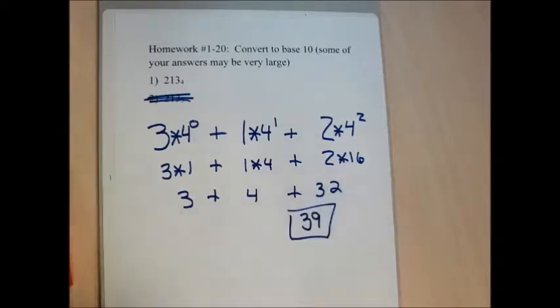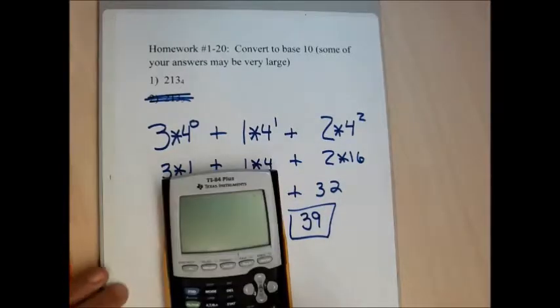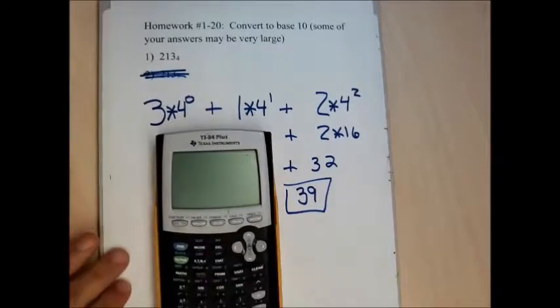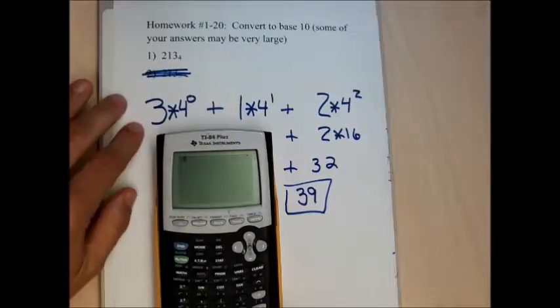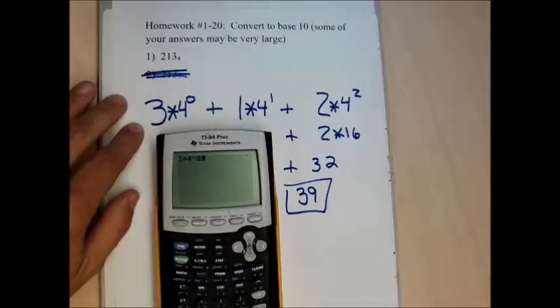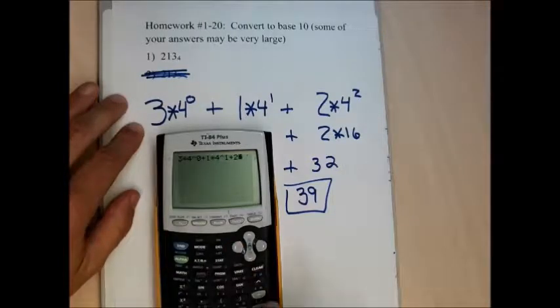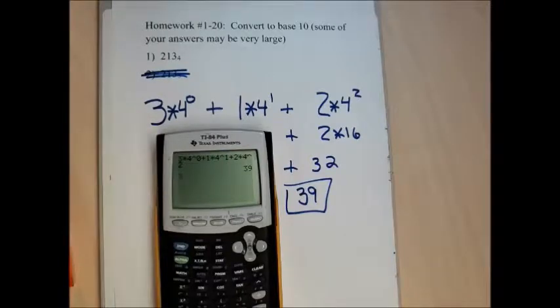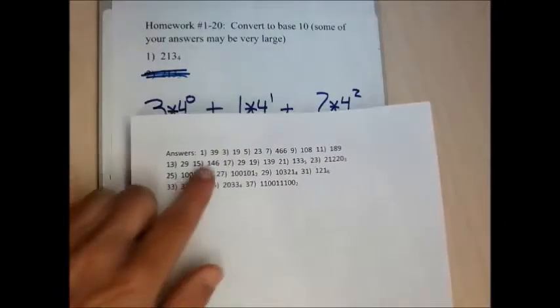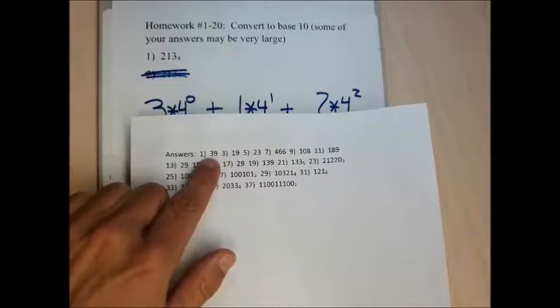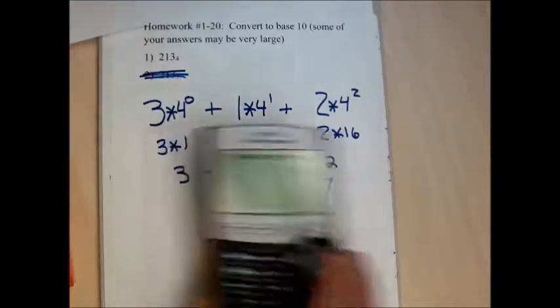This might be the only one I do by hand because I strongly prefer just doing it on my calculator, because my calculator is not going to mess up like I'm going to mess up if I try to do them by hand. So by hand, 3 times 4 to the 0 plus 1 times 4 to the 1 plus 2 times, oops, we have to enter it right though, plus 2 times 4 squared, and I get 39. The answer to problem 1 is 213 base 4 is equal to 39 base 10.